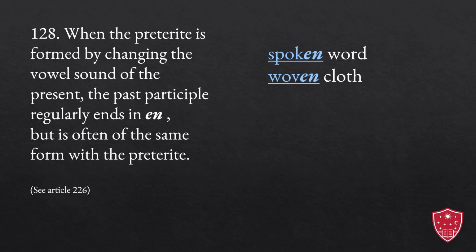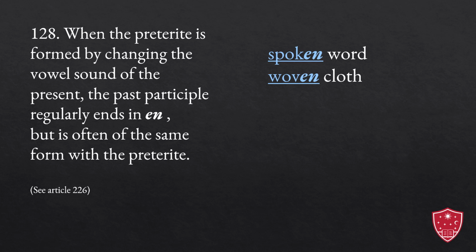The last article in Lesson 12 is Article 128. This article reads, when the preterite is formed by changing the vowel sound of the present tense verb, the past participle regularly ends in en, but is often of the same form with the preterite. When the preterite is formed by changing the vowel sound of the present, the past participle regularly ends in en. So we have to think of some examples where the preterite form of a verb is formed by changing the vowel sound of the present tense verb. And on the right, you can see two examples of this.